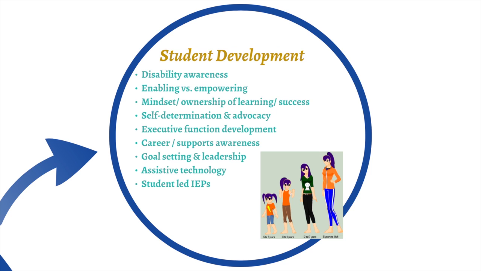themselves, develop executive function skills, become aware of what careers they're interested in and what supports are available out in the world as they are moving up into adolescence. Goal setting, starting at a young age, and developing leadership in their own life and in the community. Use of assistive technology if it's appropriate. Many schools are now helping students develop through the use of student-led IEPs. More about that another time.